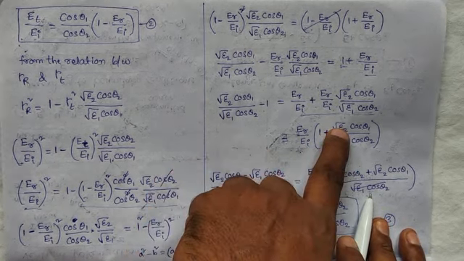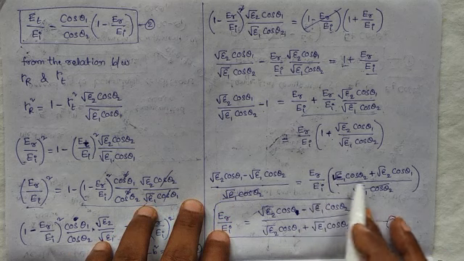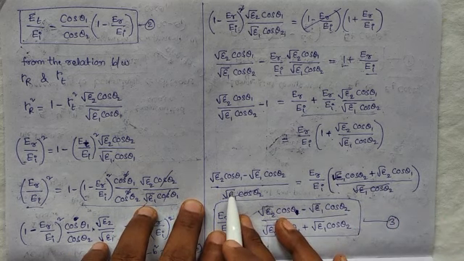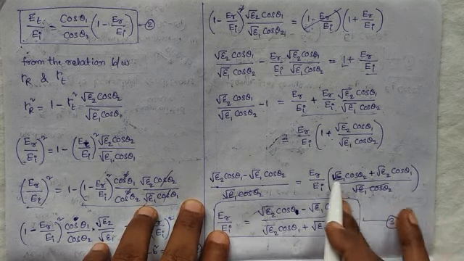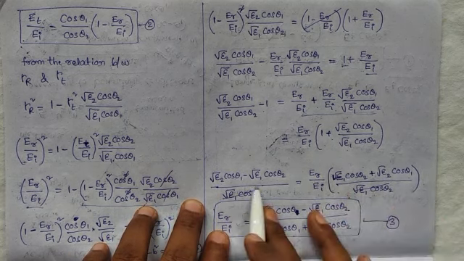Here ER by EI is equal to, from this we are determining ER by EI. We are taking this term to this side, meaning this value becomes the denominator on the left hand side.